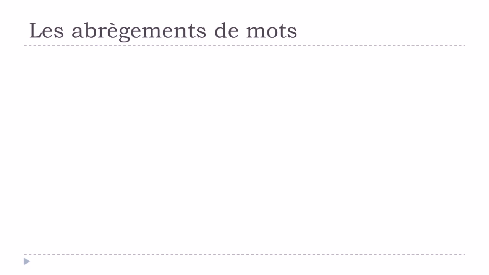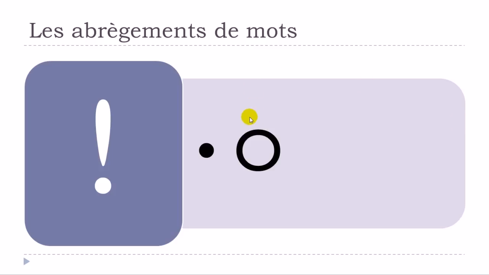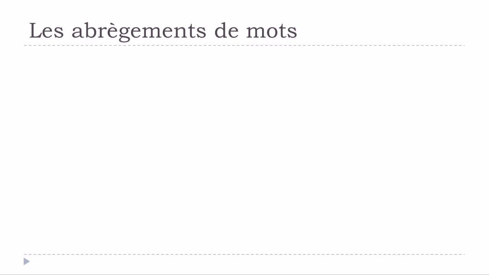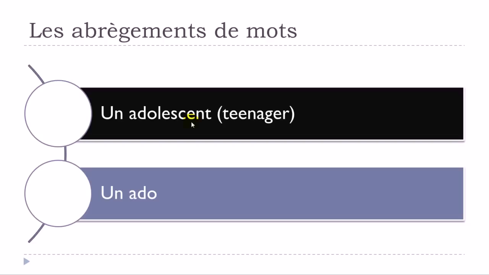Les abrégements de mots. We'll only focus in this video on the words that end with O or the sound of O. So let's start now. Un adolescent, and in most cases when people speak, they will use un ado. So un adolescent will become un ado.